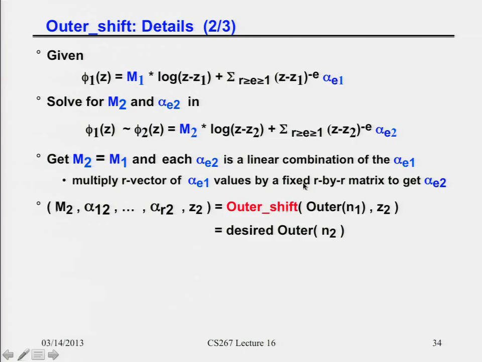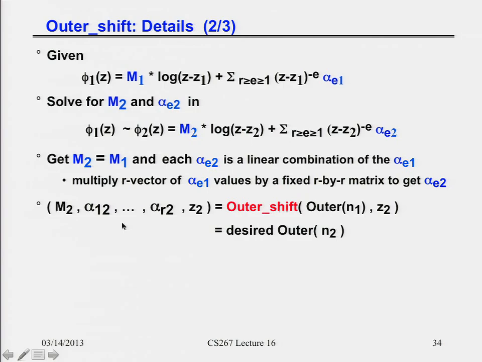So I take the vector of all these r coefficients. I take the appropriate linear combinations. It's a matrix vector multiply, and I get the new coefficients. And you can pre-compute all the matrices ahead of time, because everything is in fixed ratios of positions, and that's all I do. So my subroutine, an outer shift, takes the outer expansion centered at the child, does a matrix vector multiply, and gives me the coefficient centered at the parent.